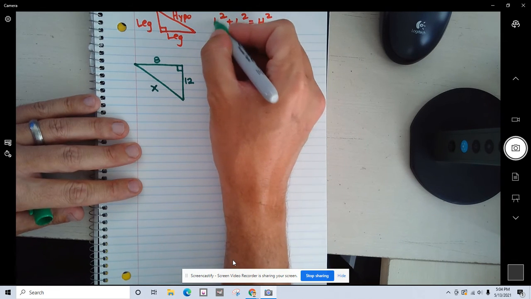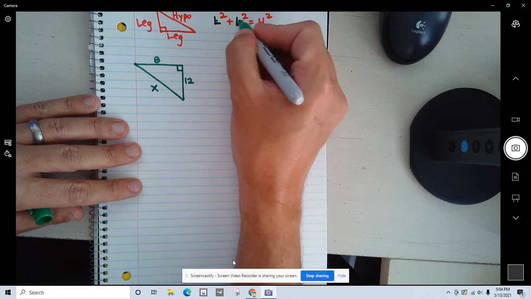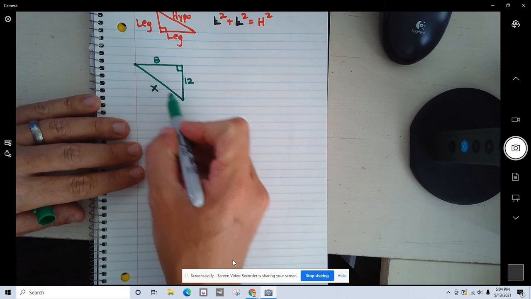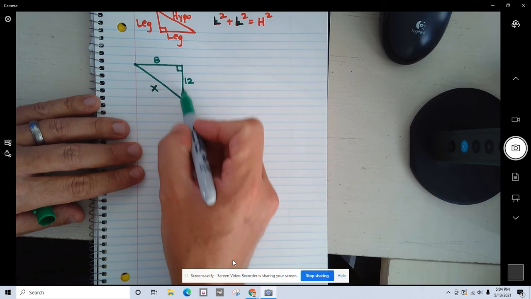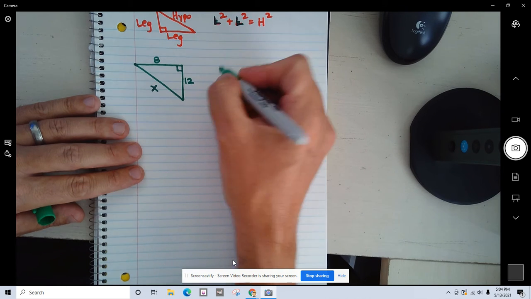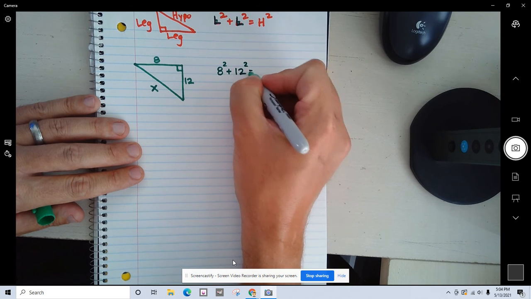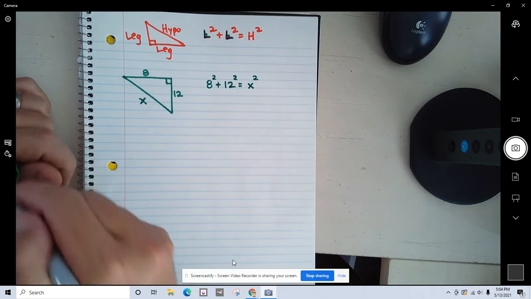You know it's leg squared. And when you even write this leg, you can almost see the right angle on that L, all right? So where's your L at? Is this my L, x? Or, oh, wait a minute, my L is upside down here, but it's right here. So there's my formula: 8 squared plus 12 squared equals x squared, all right?